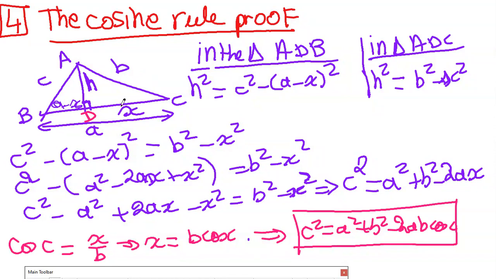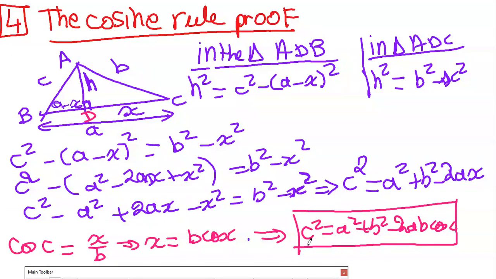And x, how do we find x? I can have it in this triangle. So cosine C is equal to adjacent over hypotenuse, so it's x over b. So x is going to be b cosine C. And now we can get the first formula of the cosine rule. It's c squared is equal to a squared plus b squared minus 2ab cosine C.